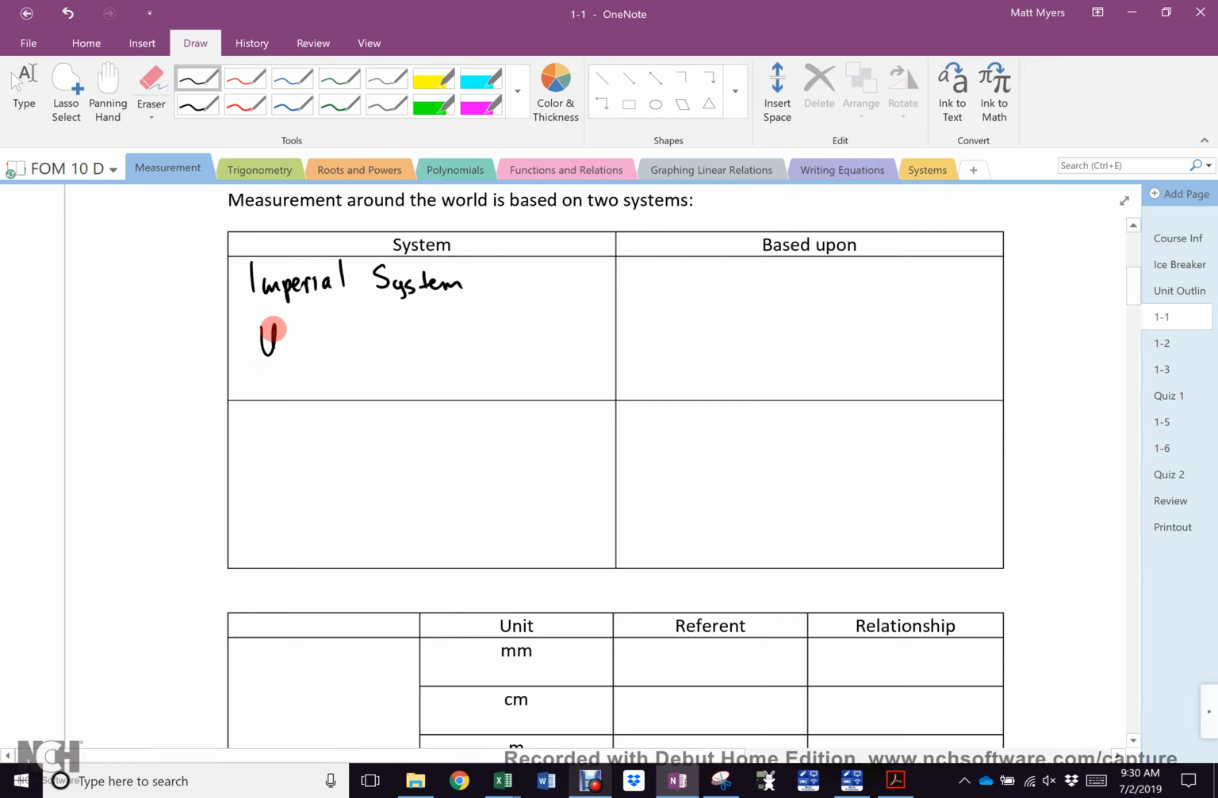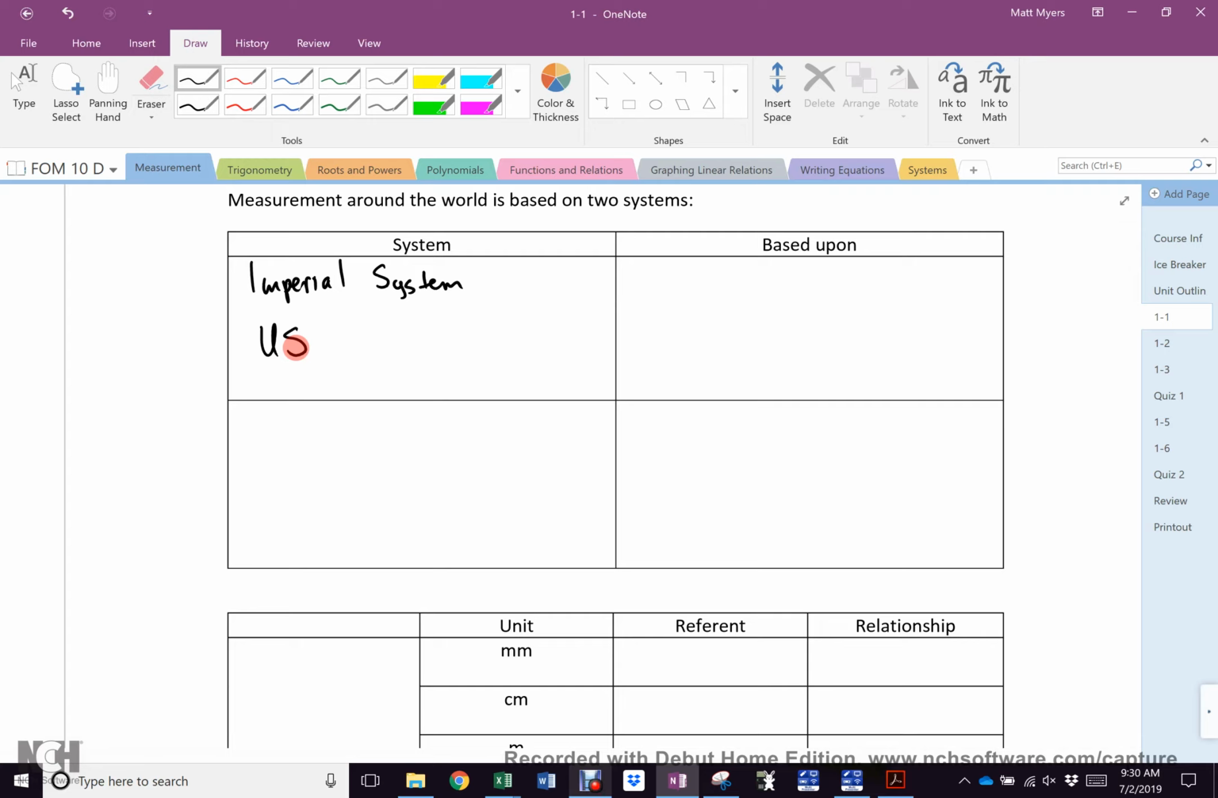The imperial system is basically the United States, okay? How do the Americans measure stuff? Miles. What's another one? Inches. Feet. How tall are you? You all know in feet and inches. You don't know how tall you are in centimeters, unless you're from another country. How do they measure weight? Pounds. None of you know your weight in kilograms. Okay. The imperial system is stupid.